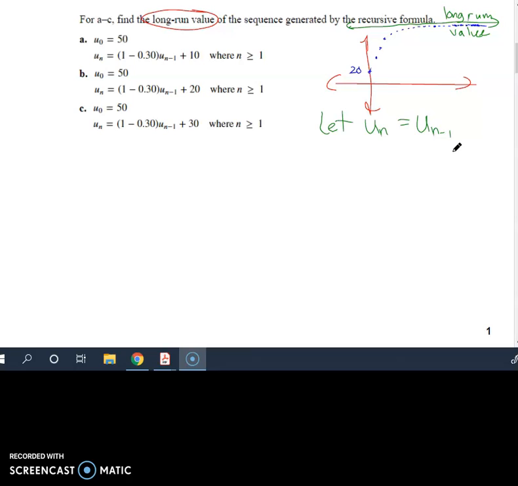So I'm going to do the first one for you, and then I'd like you to attempt B and C. So you take U of n equals 1 minus 3/10 U of n minus 1 plus 10.